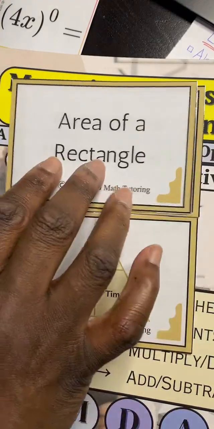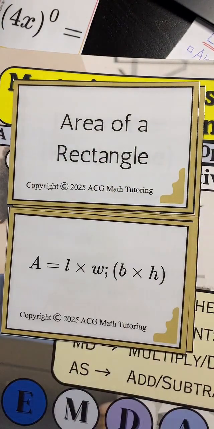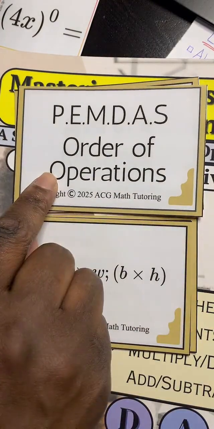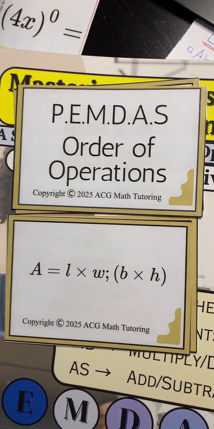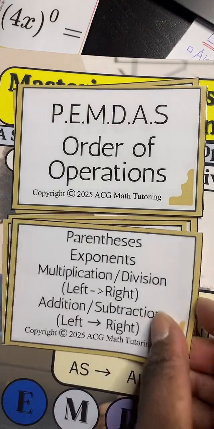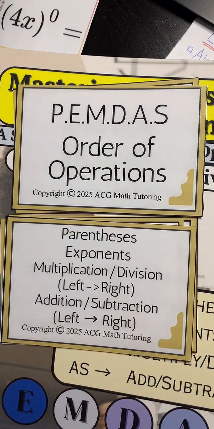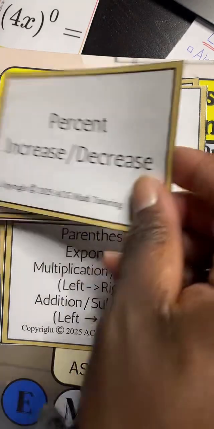Then area of a rectangle, okay? Length, width, or base and height. That looks familiar. PEMDAS? All right. What is it? There we go. We got our parentheses, exponents, all that stuff.